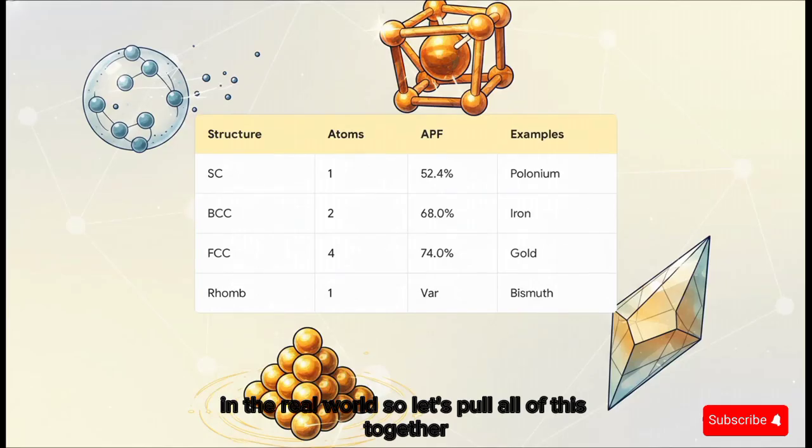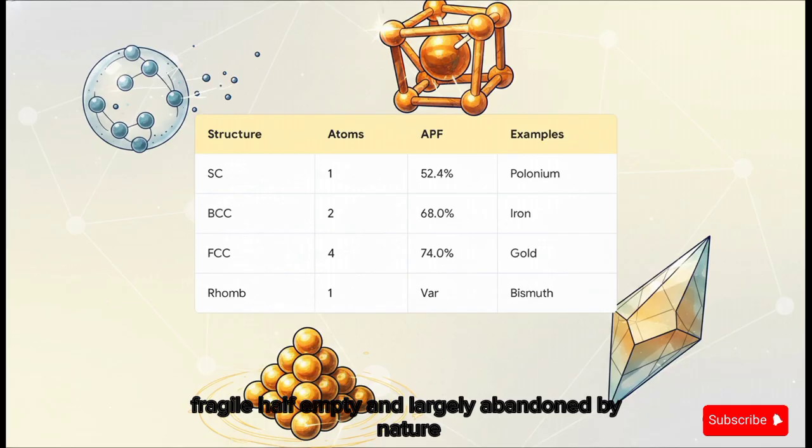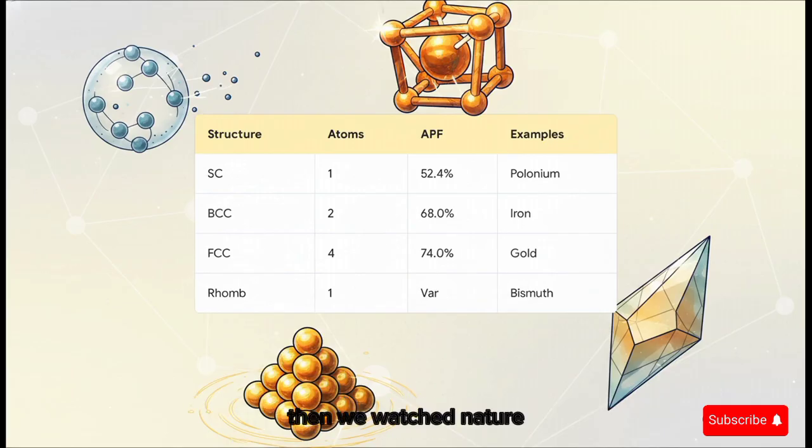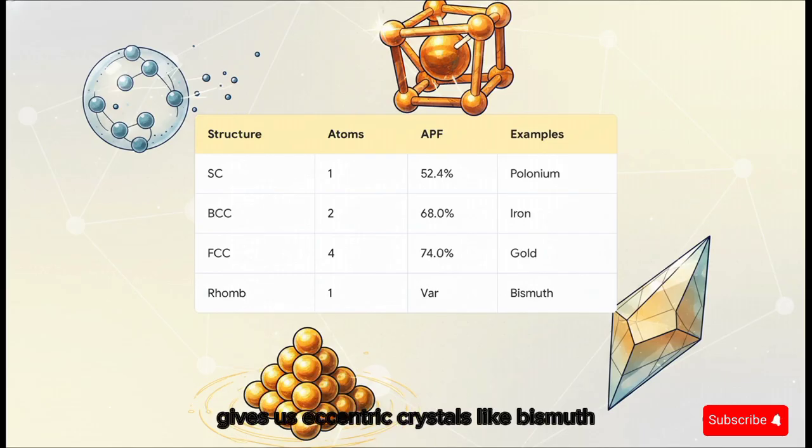So let's pull all of this together. We've gone on this whole journey of packing efficiency without needing to memorize a single math equation. We started with the simple cubic, loose, fragile, half-empty, and largely abandoned by nature. Then we watched nature upgrade to the body-centered structure, dropping an atom right in the middle to forge the tough iron of our modern world. Then came the ultimate stacking puzzle, the face-centered structure, maxing out at that 74% efficiency limit to give us dense, workable metals like gold. And finally, we saw how squishing those boxes gives us eccentric crystals like bismuth. It's a pure, completely intuitive trend, from the fragile and loose to the tightly packed and robust.